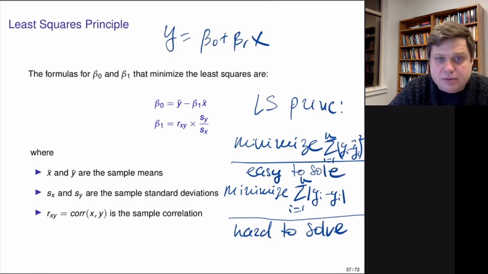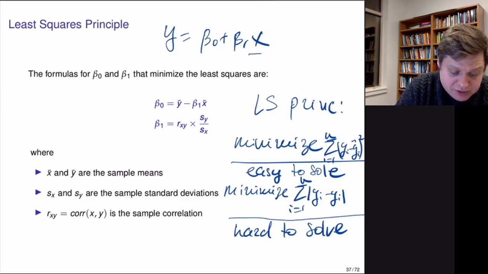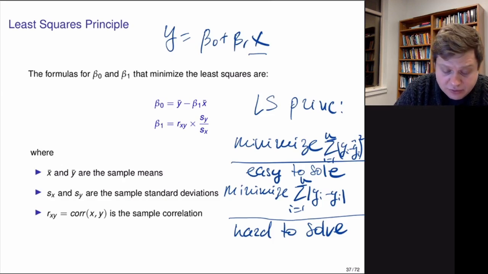It's just the mathematical properties of squares. Squares behave much nicer. It's a smoother function compared to the absolute values. And in the case when we only have one predictor, we can analytically calculate beta 0 and beta 1 that come out of the least squares principle, which is not the case for this absolute value approach. So if you use absolute value, you won't be able to do something like that.